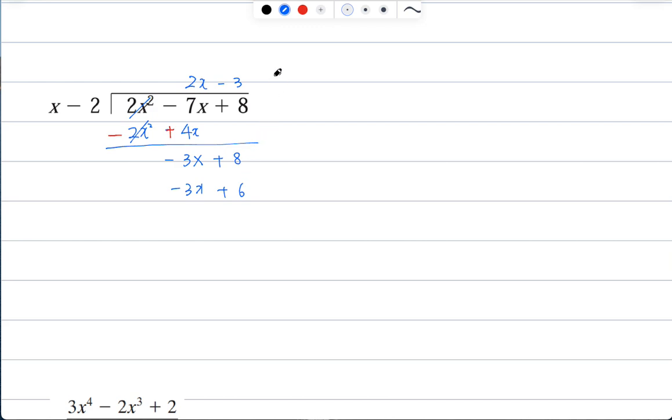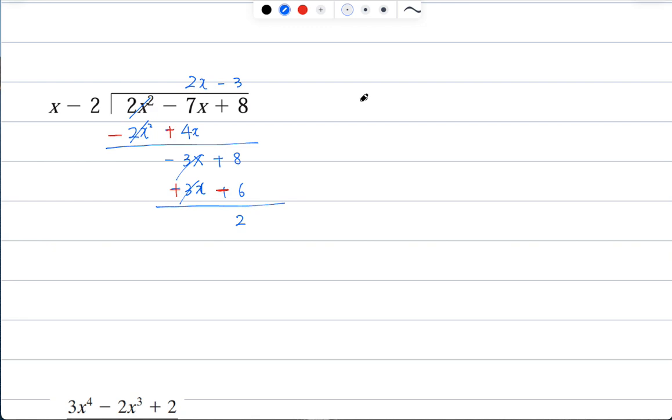Going to subtraction, I want to make sure the negative sign applies here. So minus negative 3x becomes plus 3x, and minus positive 6 becomes negative 6. Original was negative 3x minus negative 3x, but either way, negative minus becomes positive. This cancels out. 8 minus 6 is 2. So we have a quotient 2x minus 3 and the remainder 2.